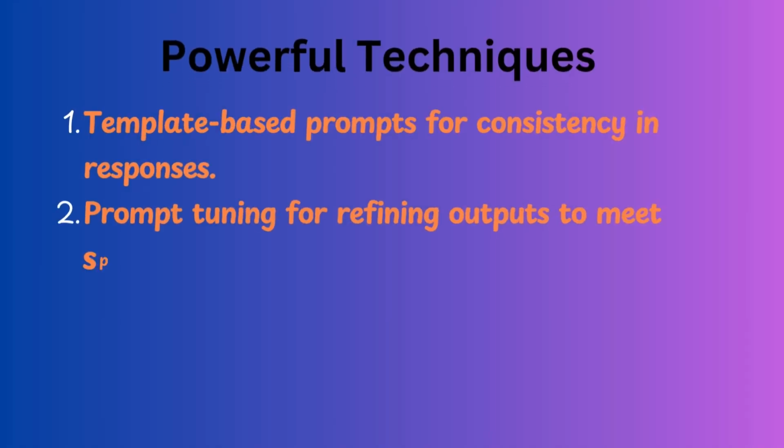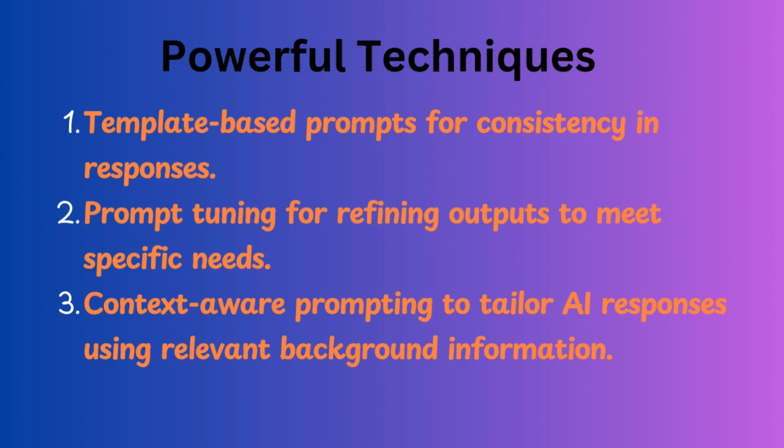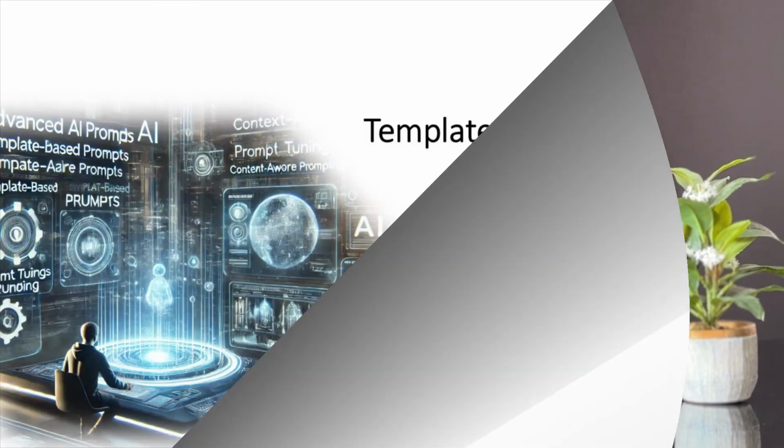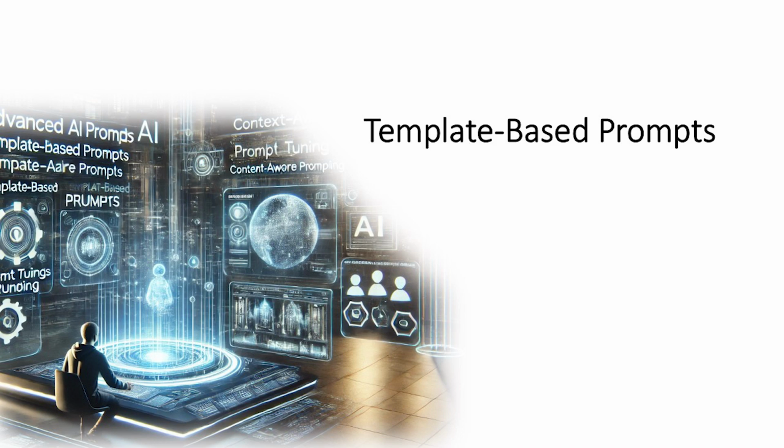In this session, we will explore three powerful techniques: template-based prompts for consistency in responses, prompt tuning for refining outputs to meet specific needs, and context-aware prompting to tailor AI responses using relevant background information. These strategies will unlock the full potential of AI for more sophisticated tasks. Let's begin with the first technique, template-based prompts.